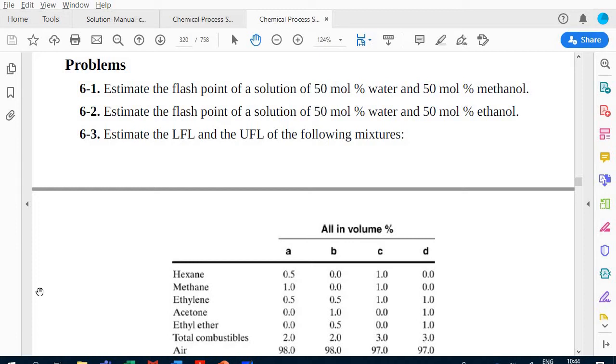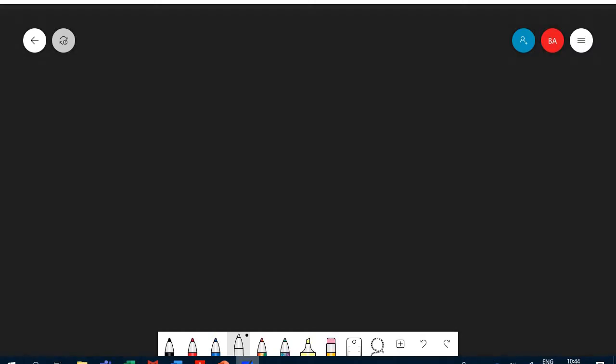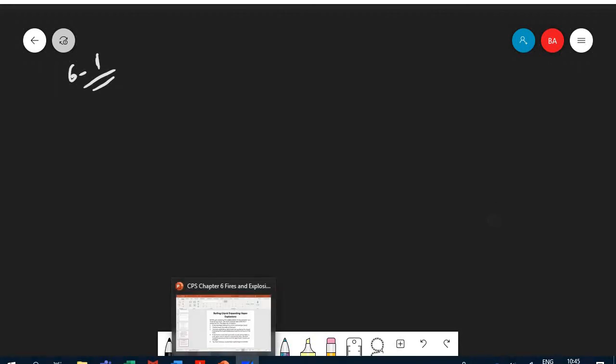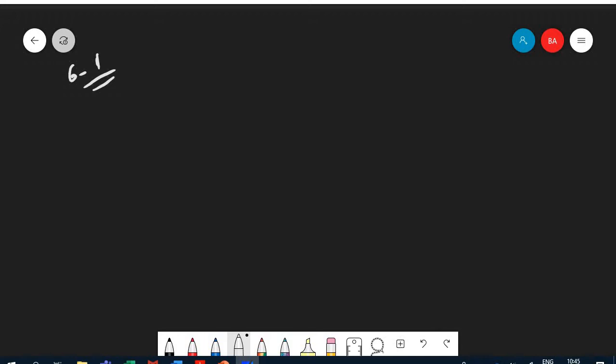Okay, great. So going to that, let's start solving the problems. 6.1. Estimate the flash point of a solution of 50% water and 50% methanol. So here, these problems are just some kind of training problems before getting to the real problems. The whole idea is that you just get an idea of how to solve for flash points before you get into the details of how to do the other real calculations. So 6.1 is asking about the flash point.